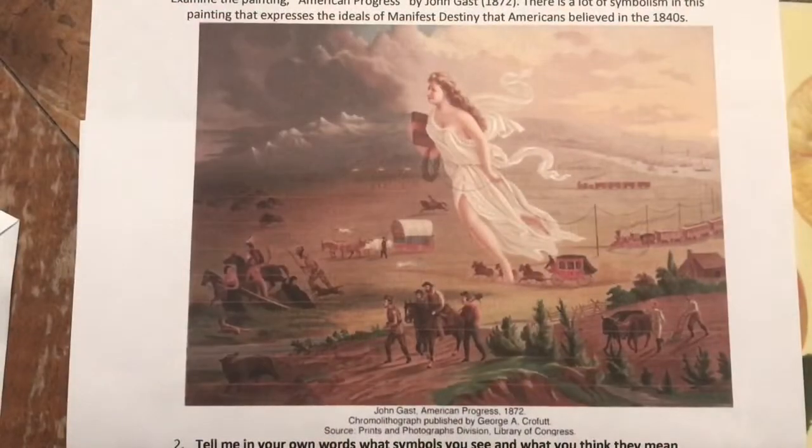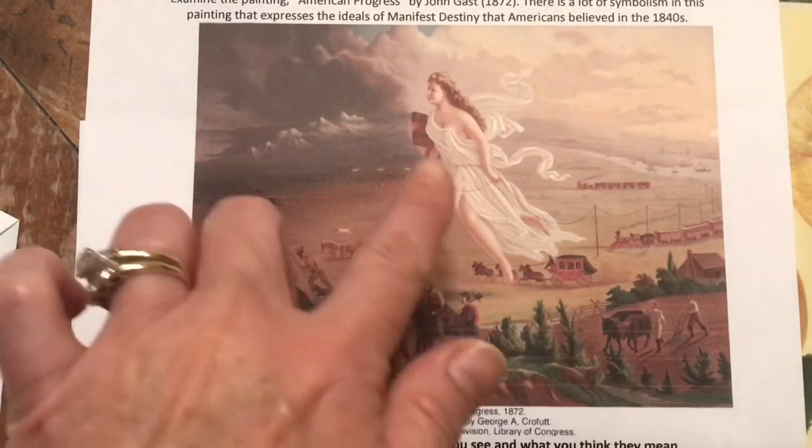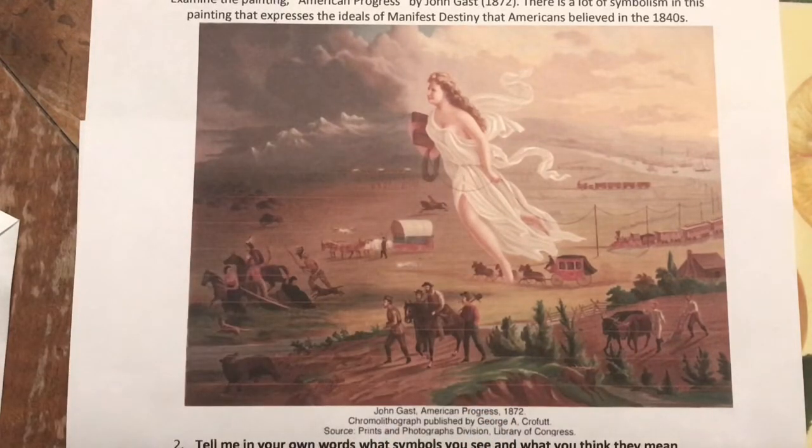Now, on the second page of your handout, you'll see a painting called American Progress, painted by John Gast in 1872, so after the fact. But this painting was all about manifest destiny and all of the ideas and ideals that the Americans at that time had. What I want you to notice is the woman in the forefront of the painting. She is called Columbia, the name given to America at that time, and she's the personified symbol of America moving across the land.